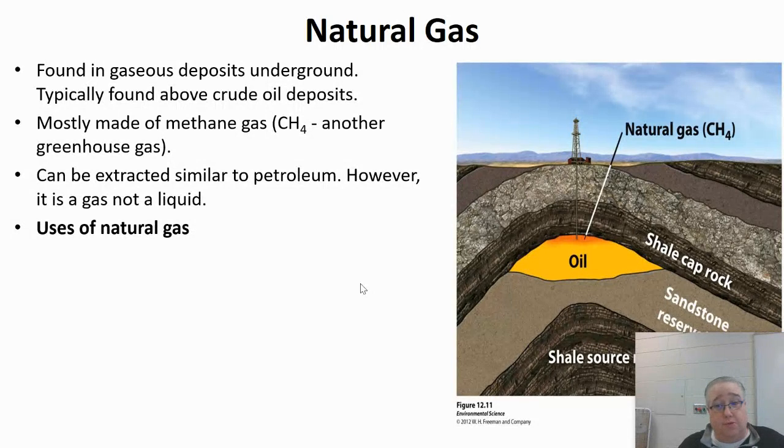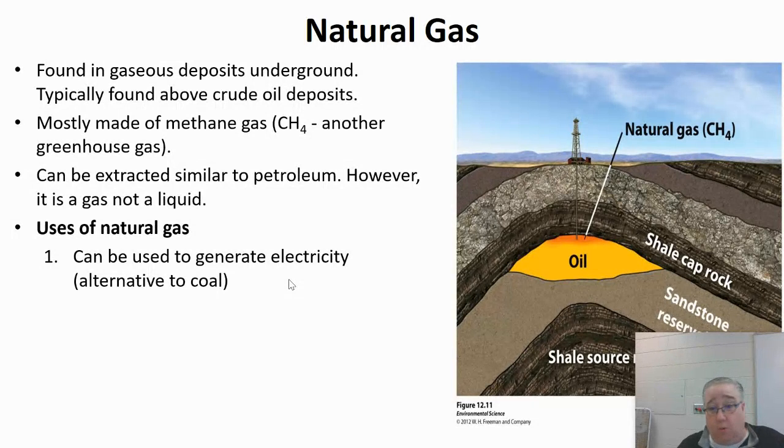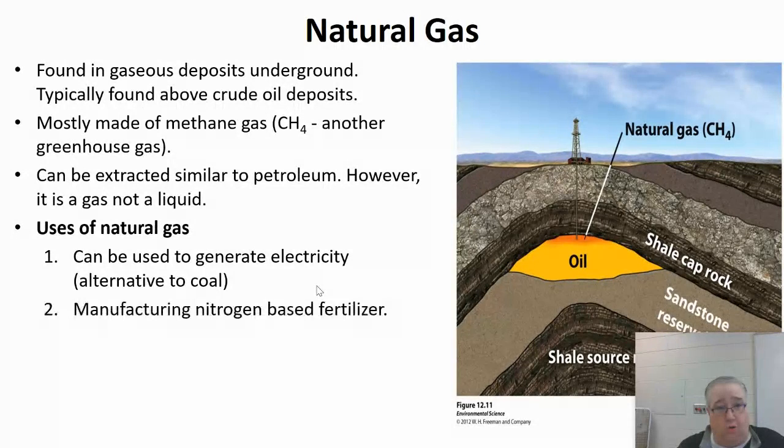Now, what do we use natural gas for? There's several things that we use it for. Number one, we can use it to help generate electricity. It can be used as an alternative to coal. Instead of burning coal to produce heat, you can burn natural gas to produce heat. As long as that turbine spins, it really doesn't matter where the heat source comes from, but natural gas can be an alternative to coal.